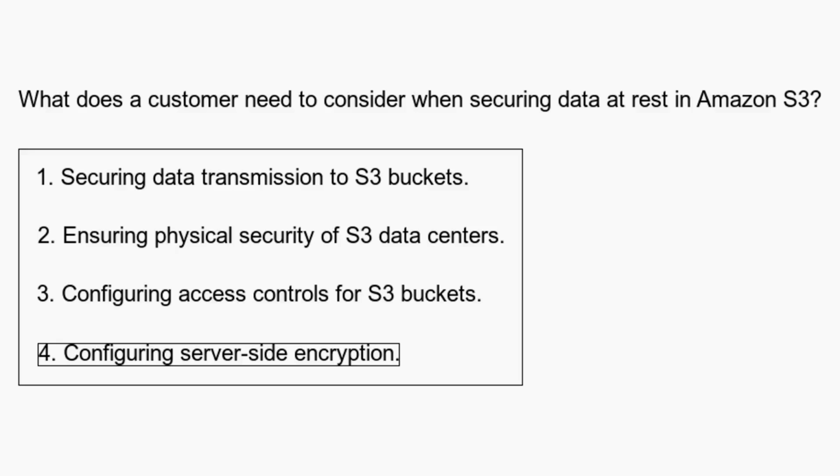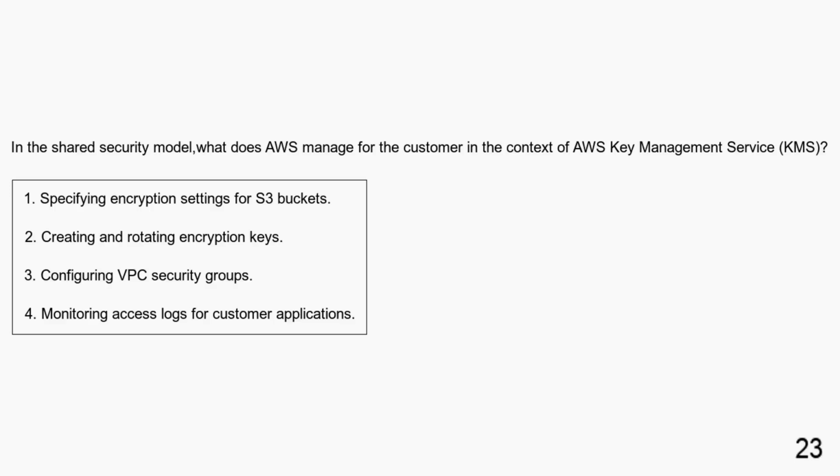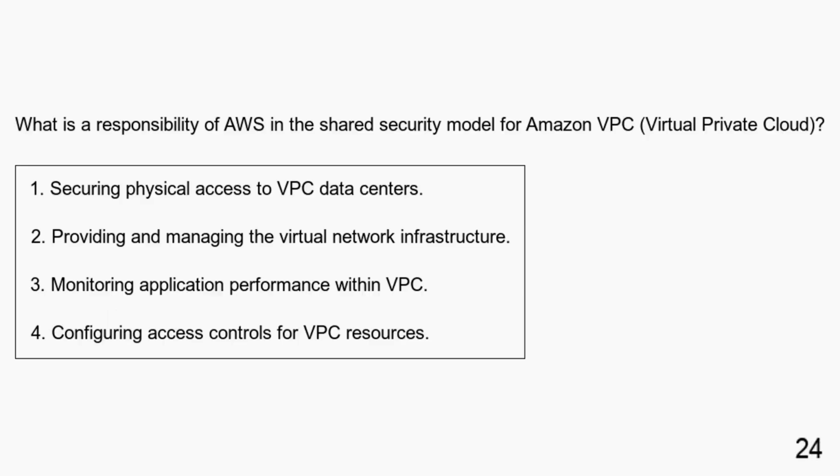Configuring server-side encryption is a customer consideration for securing data at rest in Amazon S3. In the shared security model, what does AWS manage for the customer in the context of AWS Key Management Service, KMS? Specifying encryption settings for S3 buckets. Creating and rotating encryption keys. Configuring VPC security groups. Monitoring access logs for customer applications. AWS manages creating and rotating encryption keys as part of the customer's responsibility in the shared security model.